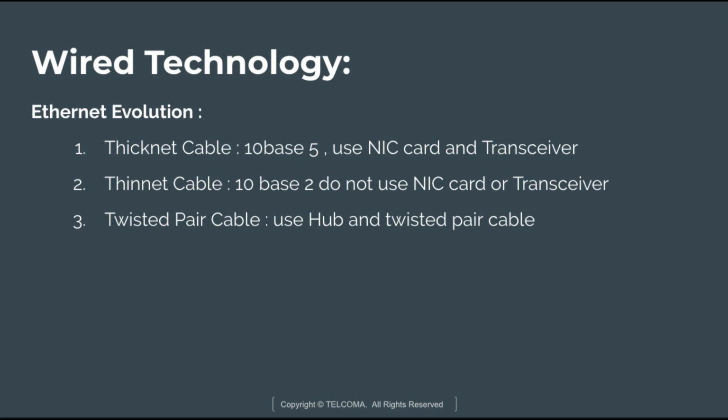Twisted pair cable uses a hub and the twisted pair cable. This is the third generation that uses a central electronic device, that is a hub, to separate the computers attached to the network, and here it uses this hub to connect the computers with each other.